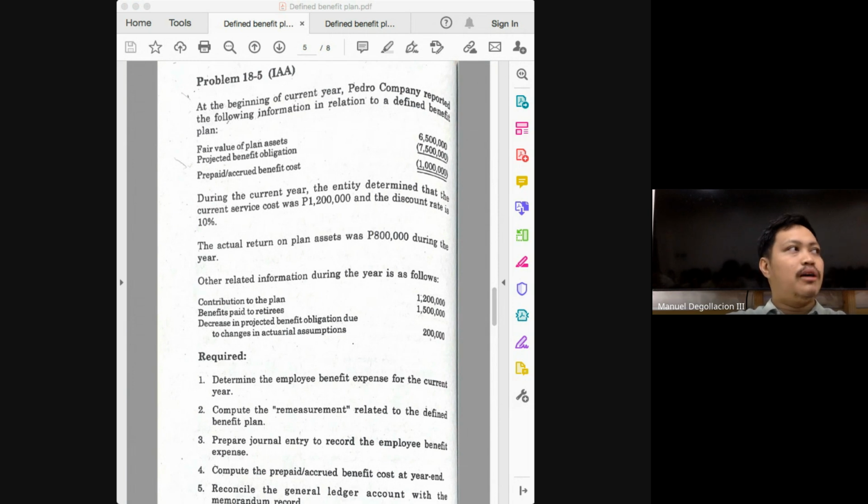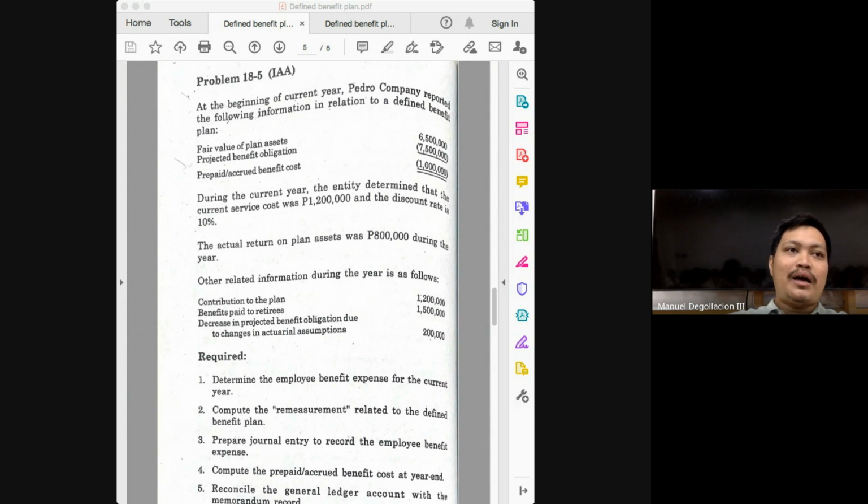Because the difficult problems from this topic would really come from you being asked to work backwards. For example, in all the problems we've solved in class, the FVPA and the PBO beginning are all given. You follow? And with that, we can solve for the beginning prepaid or accrued. And in this problem, we are even given directly the 1 million. In the previous two problems, we had to solve for the beginning prepaid or accrued.